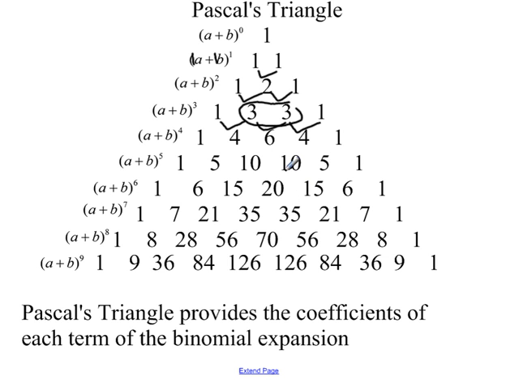So what's the big deal with Pascal's triangle? What's so important? What's so great about it? Well, what's so great about it is that Pascal's triangle provides the coefficients of each term of the binomial expansion. So if we know that we're expanding, let's say, a binomial to the 9th power, we know that the coefficients are going to follow this pattern of 1, 9, 36, 84, 126, 126, 84, 36, 9, and 1. And it does help to know that. And I'll show you how it does in a second.